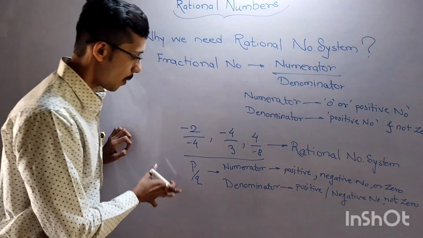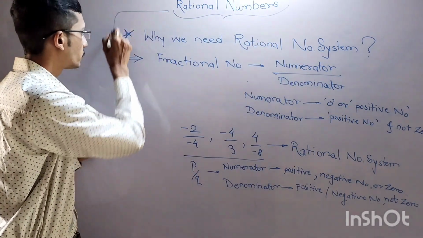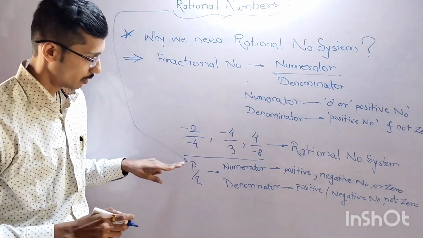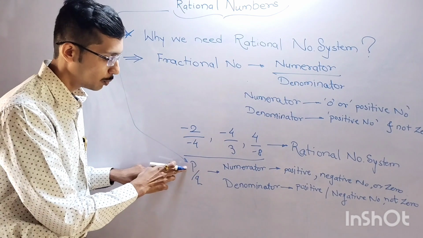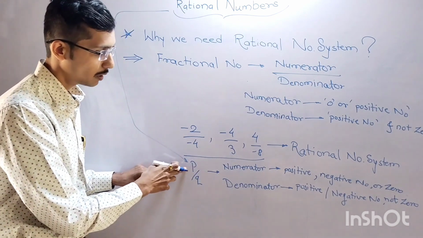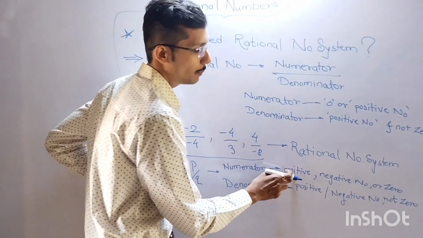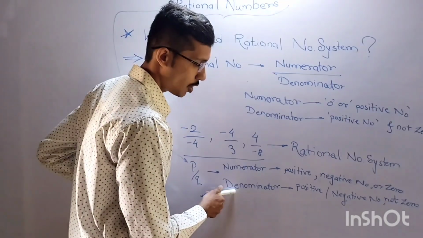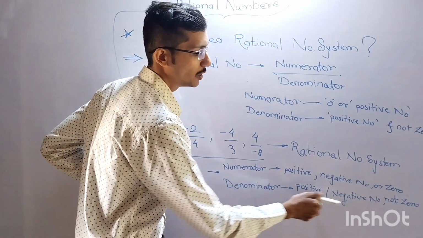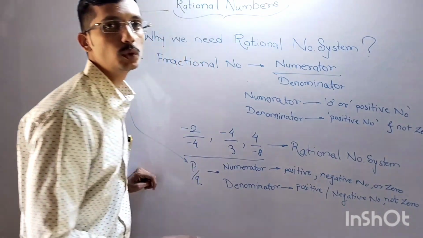So again, for the rational number system, the number is in the form of p upon q, that means a numerator and denominator. For the numerator, the number can be positive, negative or 0. And for the denominator, the number must be positive or negative, but not equal to 0.